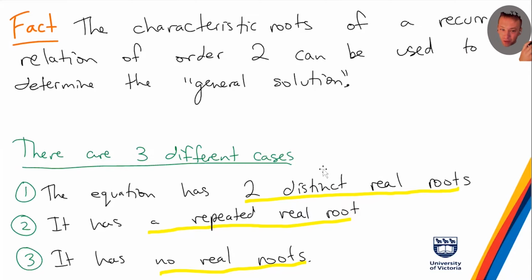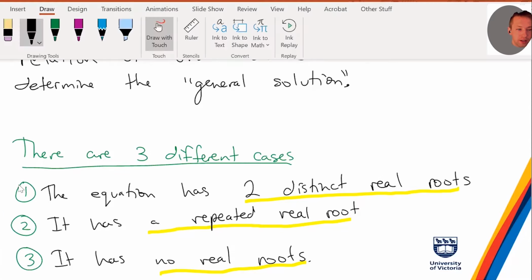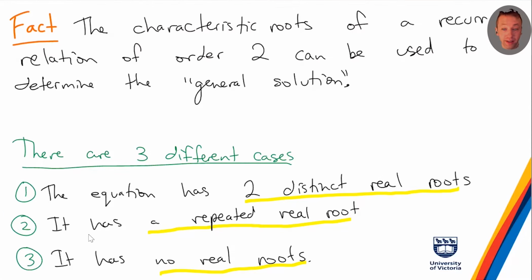The equation could have two different real roots, so distinct real roots. It could have a repeated real root, or it could have no real roots. And the solution to your recurrence relation is going to be a little bit different depending on which of these three cases you have. So let's start with the first one, which is the simplest one.